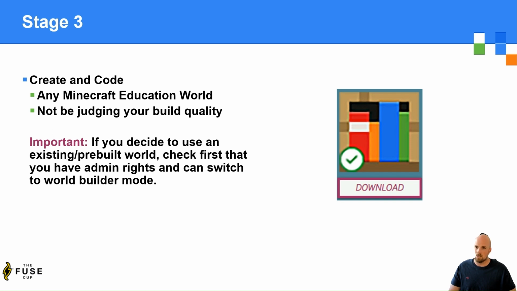Now, just as a pointer, because I've been caught out on this before, if you pick a pre-created world, check first that you have admin rights. So check first that, for example, if you're going to use block coding, you can actually open the coding platform, and check that you can switch to world builder mode so you have full control. Some worlds are locked down and you can't do that. So it's very important to check.